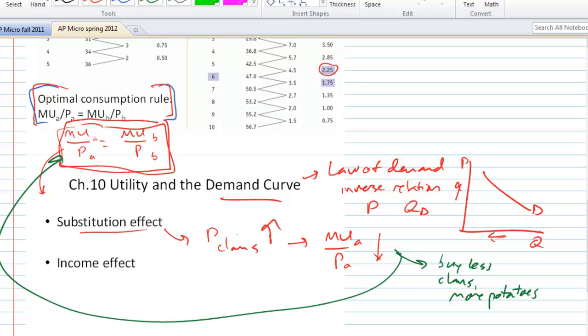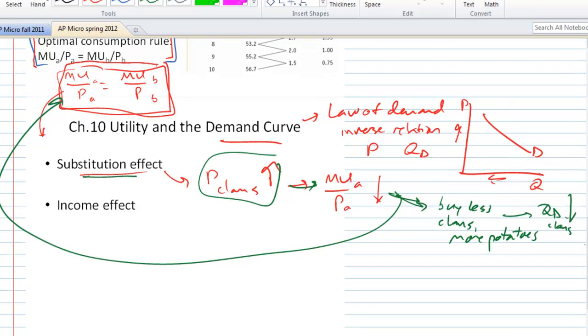So all we've done here is say if the price of clams goes up, then the ultimate effect is that the quantity demanded of clams goes down, because the consumer is going to buy less clams and substitute them for other things to meet this optimal consumption rule. That is the substitution effect.